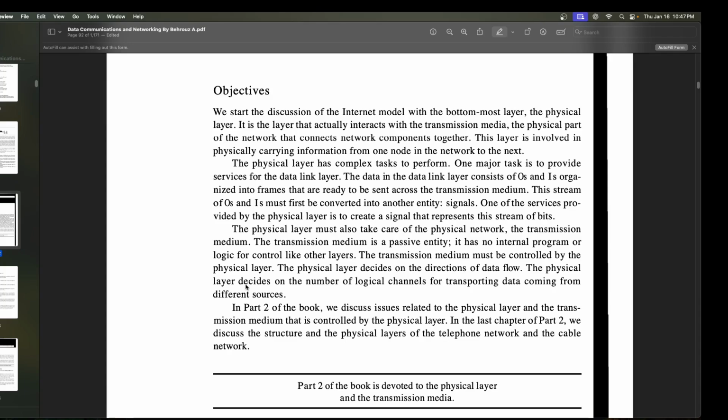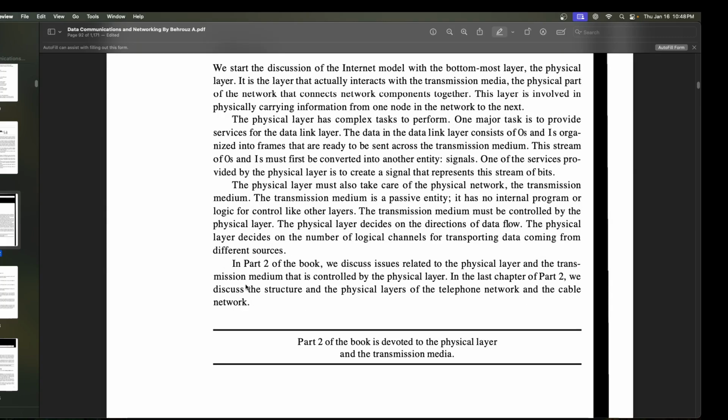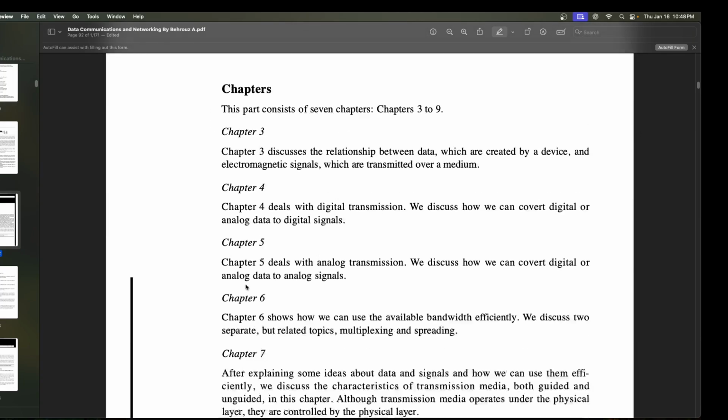Now this layer is involved in physically carrying information from one node to another. It has complex tasks. First is to provide service for the data link layer. In this layer you would be having electrical signals. On the receiver side, the layer above it is the data link, which will only understand zeros and ones, so we need to convert our signal back into 0 and 1. The physical layer will also take care of the physical network transmission medium, and there is no internal logic. It is just the transmission.